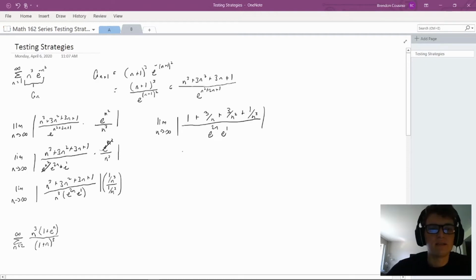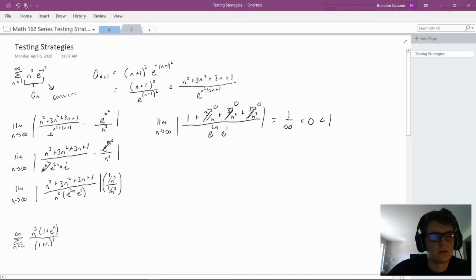Okay, so when we take this limit, what's going to happen is these pieces are going to go to 0, going to go to 0, and going to go to 0. And then it looks like we're just going to be left with 1 over infinity, which is equal to 0, which is less than 1. Okay, so now that we've done the limit of a of n plus 1 divided by a of n, and we got it to be equal to 0, through the ratio test, that tells us that our series converges. And not only converges, it converges absolutely.